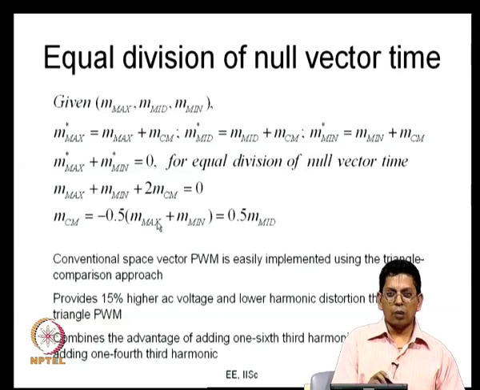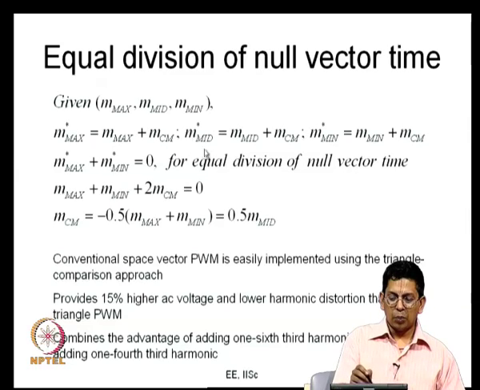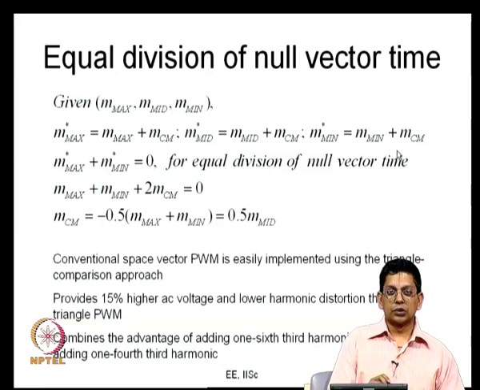Now, you want to add common mode. So, that common mode is MCM. So, you define M max star, M mid star and M min star, which are obtained by adding MCM to M max, M mid and M min respectively. So, as I have defined here now. So, what do we want?